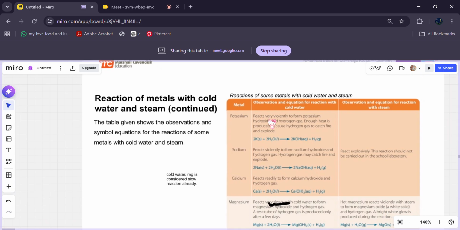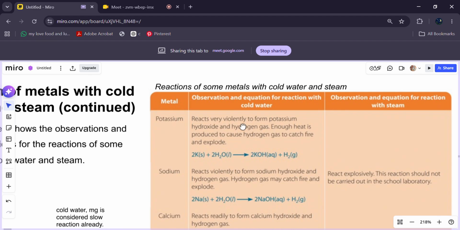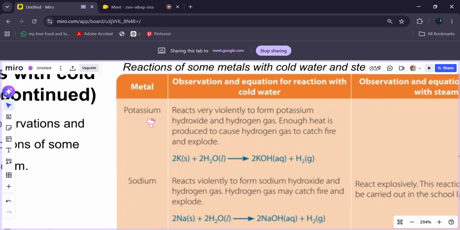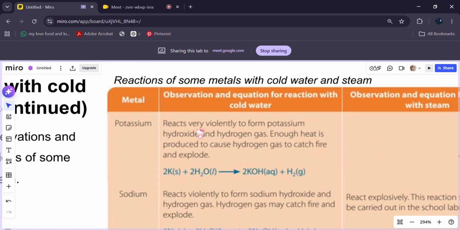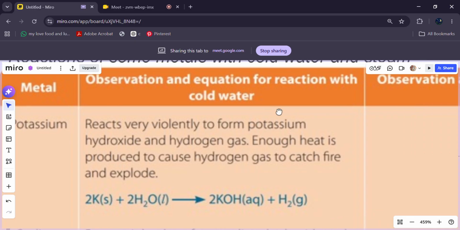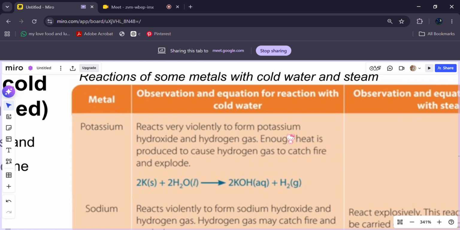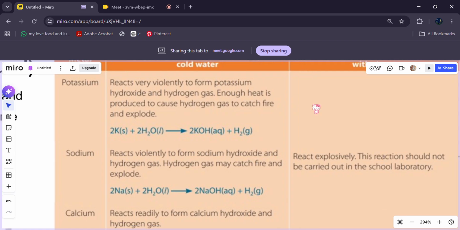Now, the table here shows the observation and simple equations for the reaction of some metals with cold water and steam. We have potassium, sodium, calcium, and magnesium. Potassium reacts very violently to form potassium hydroxide and hydrogen gas. Enough heat is produced to cause the hydrogen gas to catch fire and explode. Sodium reacts violently to form sodium hydroxide and hydrogen gas. Hydrogen gas may catch fire and explode, as you can see in the formula.